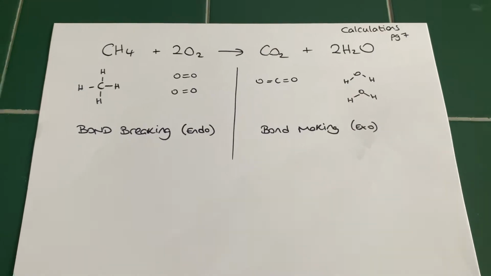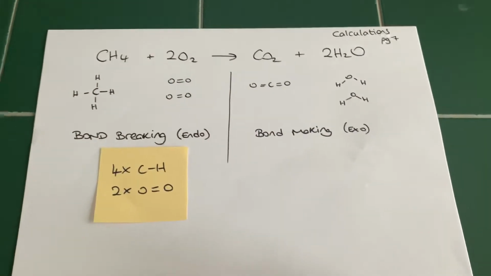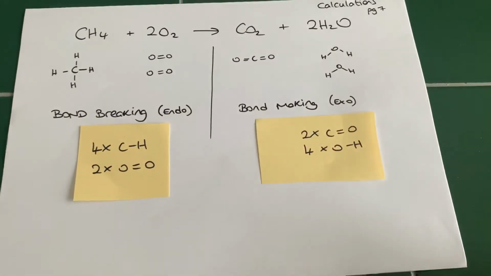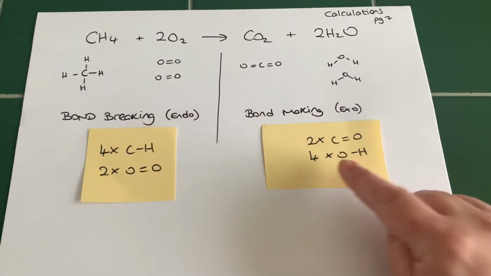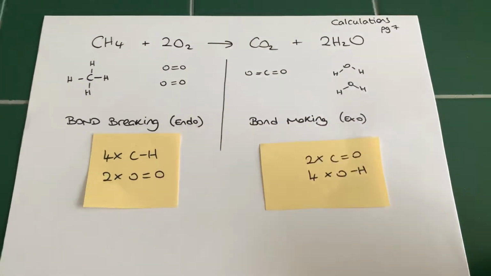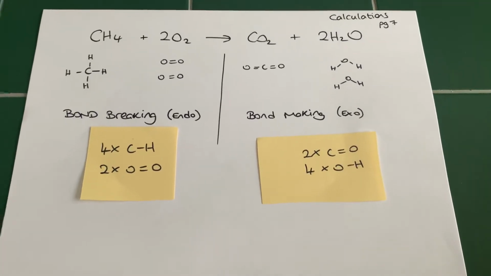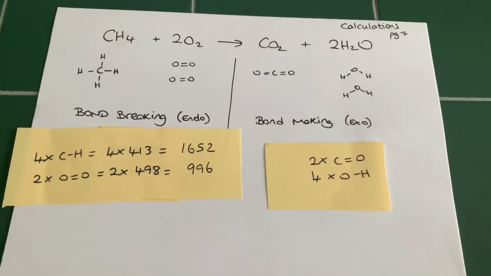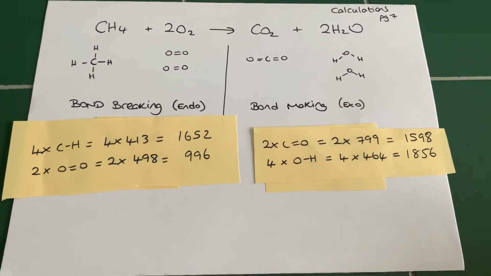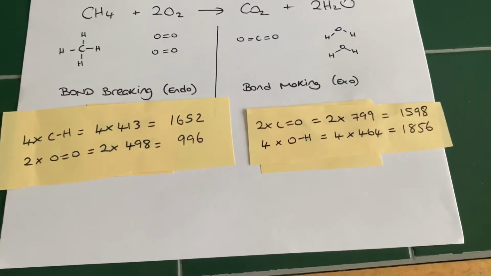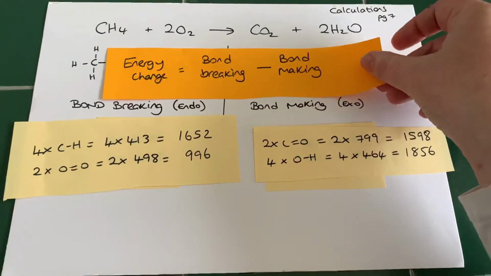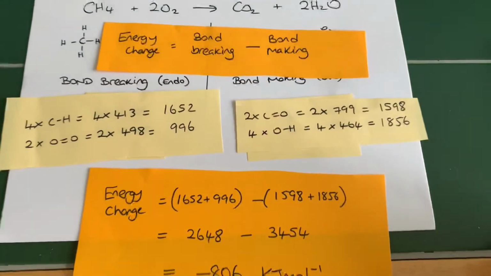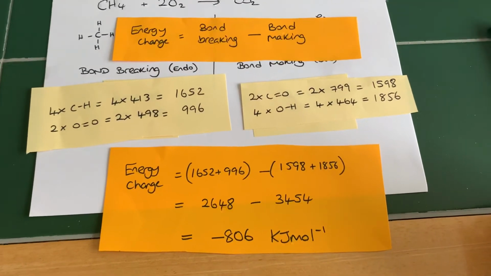If we then look at it in terms of our bonds, for our bond breaking, we've got 4 times carbon hydrogen bonds and 2 times oxygen bonds. And for our bond making, we've got 2 carbon oxygen double bonds in carbon dioxide and 4 oxygen hydrogen bonds in the water. Then using the data from the table at the top of the page, we can put the values onto this for the bond breaking and the bond making. And remember, our overall energy change is bond breaking minus the bond making. We put those numbers together, we get this sum, and we should get a minus 806.